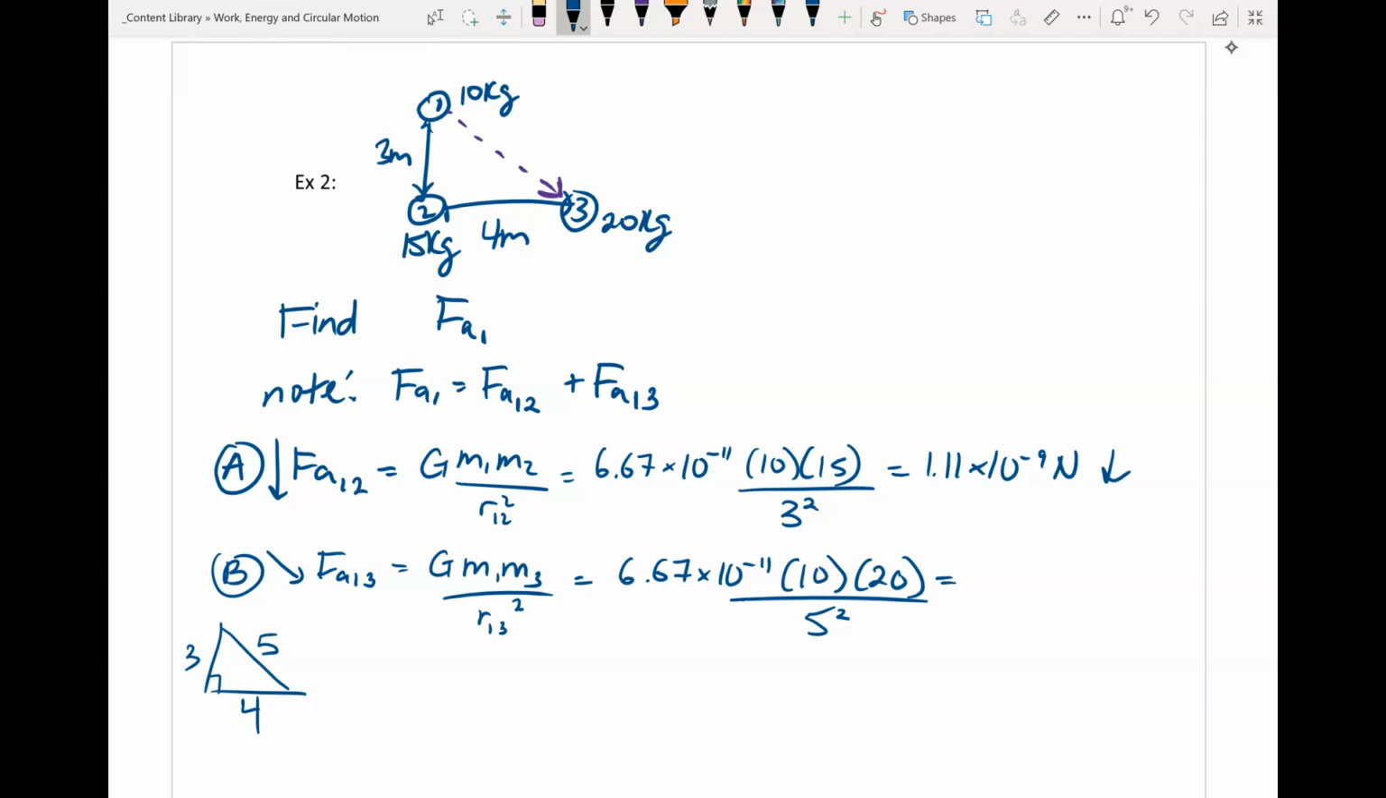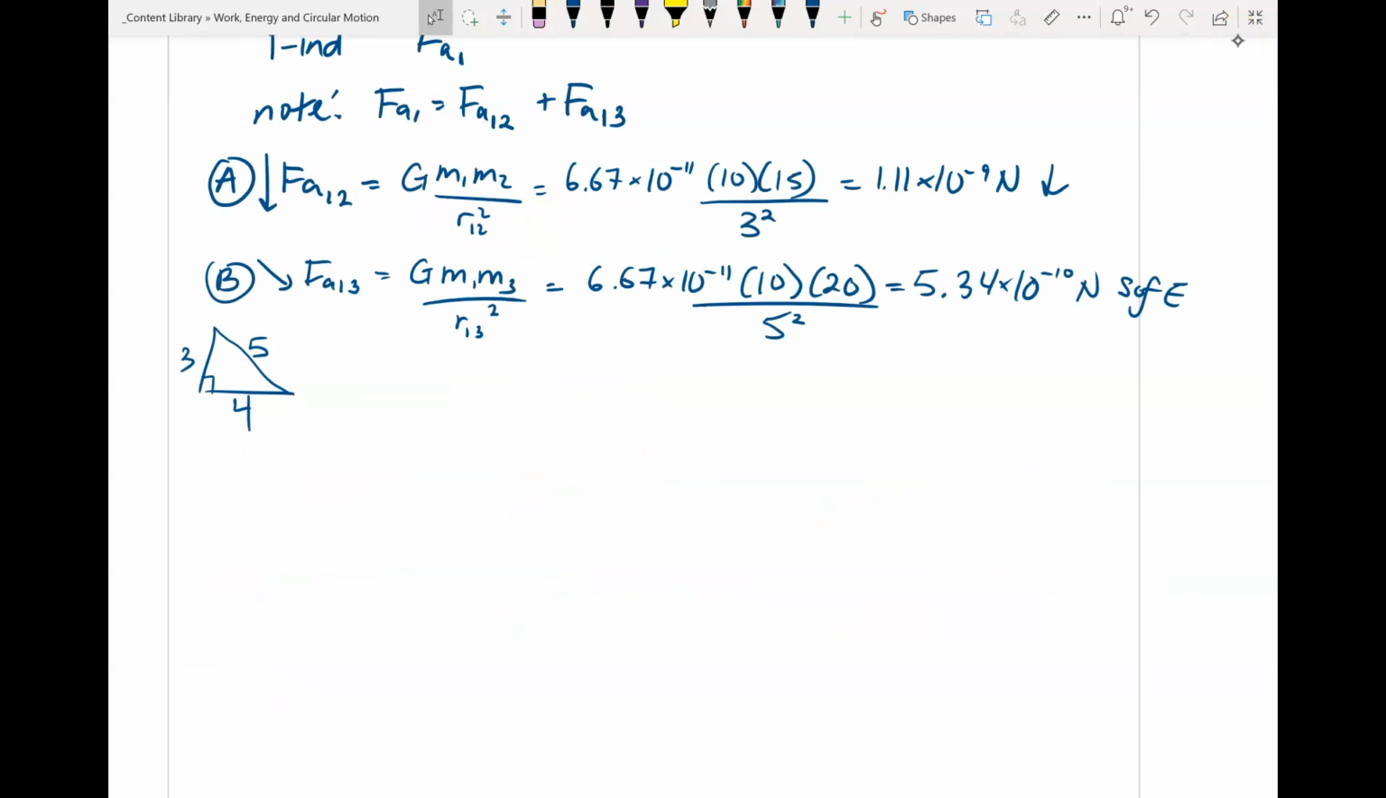And then after we do this calculation, it's going to be 5.34 times 10 to the power of negative 10 newtons. And our direction here is south of east. We can actually be more specific about that by finding the angle. Because it's south of east, if I were to draw it in an XY plane, we're looking for this angle. And this would be 4 along the horizontal and 3 on the vertical.